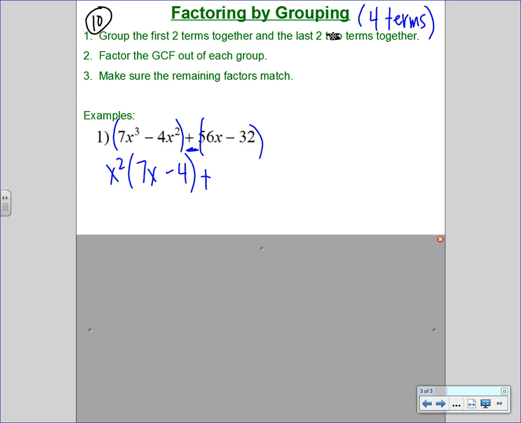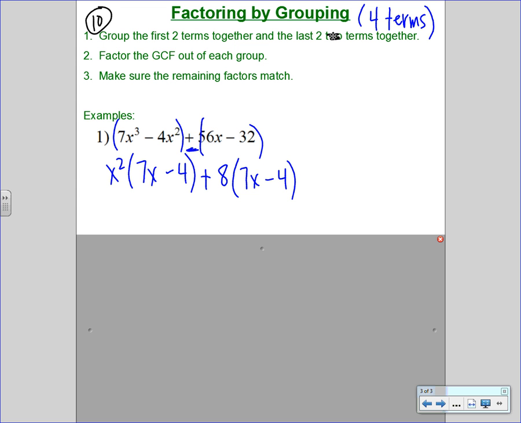And what about 56x and negative 32? So if we factor out an 8, what's 56x divided by 8? 7x. 32 divided by 8 is 4, right? So would you just combine those, make it like 8x squared, like 14x?